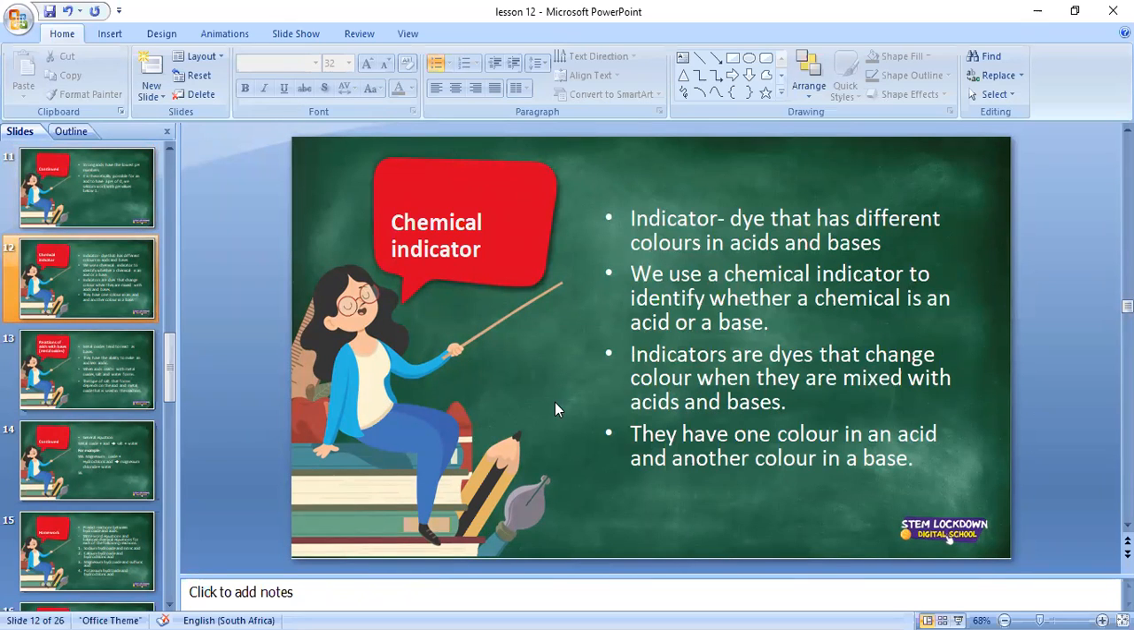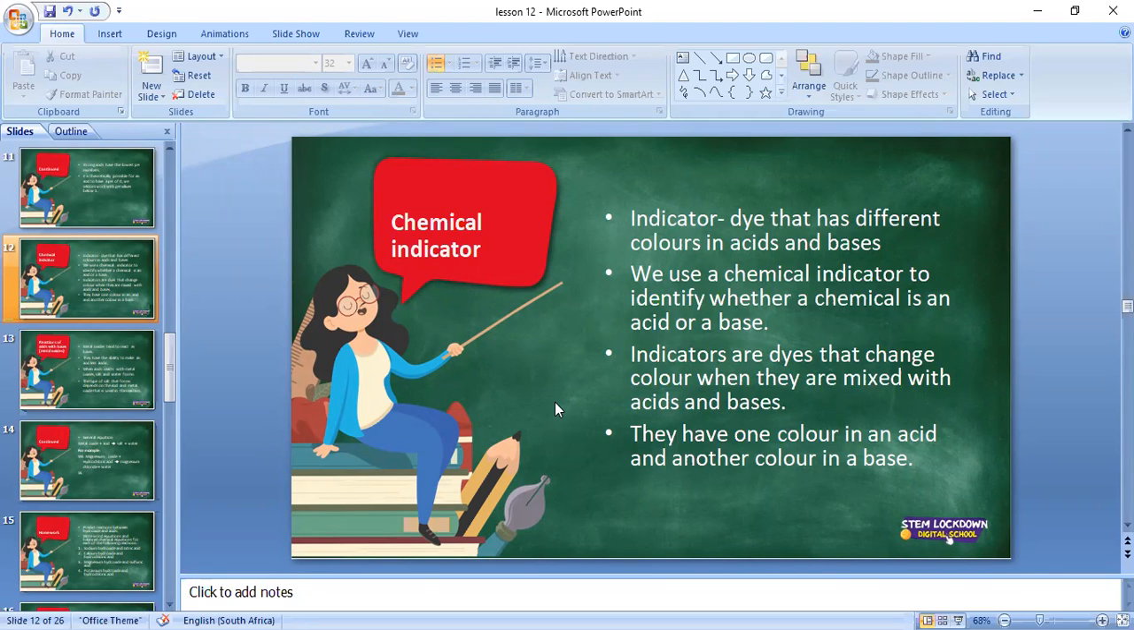You know what an indicator is by now. An indicator is a dye that has different colors in acids and bases. If we put it inside a substance, it will indicate whether the substance is acidic or a base. So we need to know that. We use an indicator to tell us: if it changes a blue litmus paper to red, that means it is an acid.